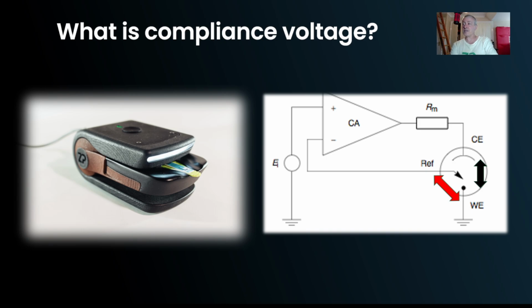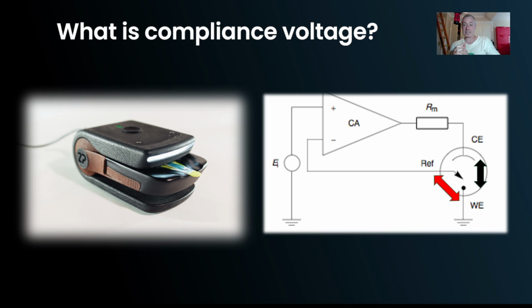And it's to really make sure that there is sufficient current running to meet the potential being requested at that working electrode. So if I apply 500 millivolts to that working electrode in the solution of ferrocyanide, for example, it will start oxidizing. And it needs to pass current between the working electrode and counter electrode. And in order to ensure that that current is flowing, the potentiostat applies a compliance voltage.